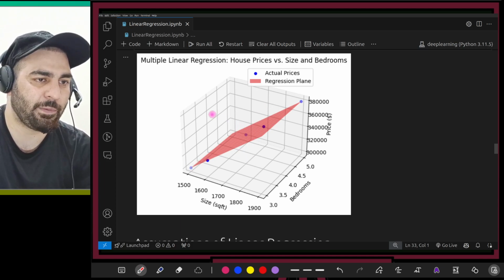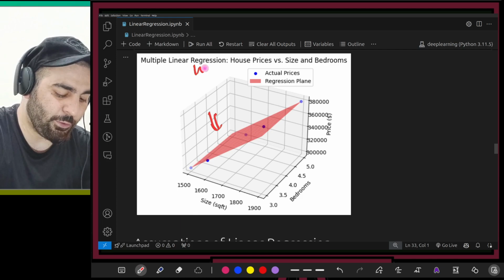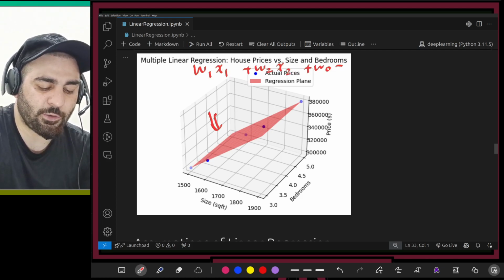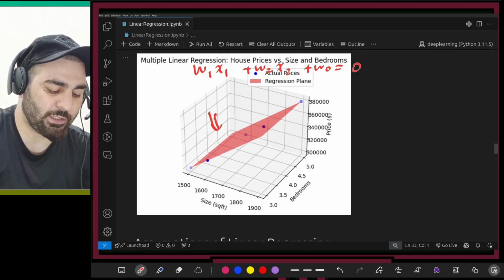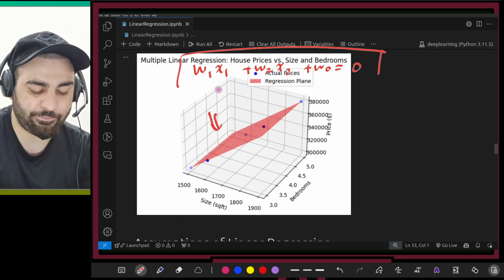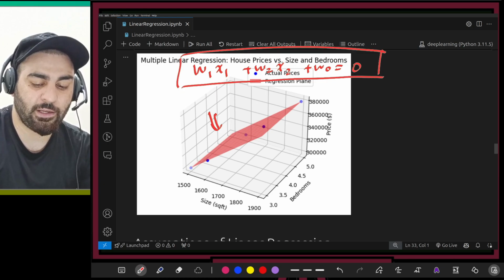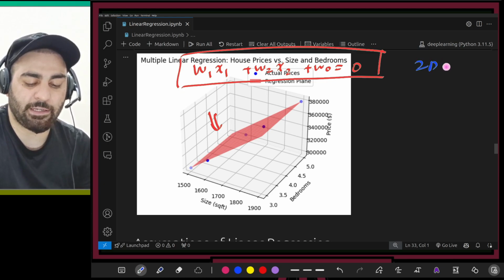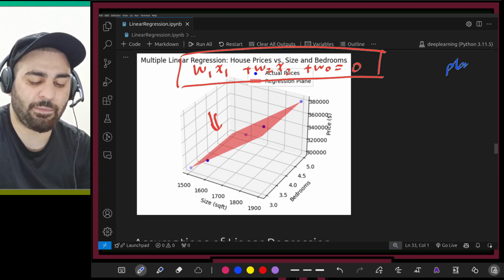How do we write the equation of the plane? The equation of a plane is w1 x1 plus w2 x2 plus w0 is equal to 0. This is the equation of the plane in, let's suppose, 3D. This is a 2D plane, basically. Or I can just write plane, because a plane is 2D.